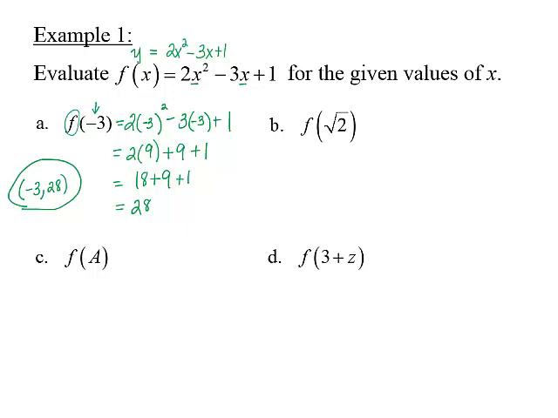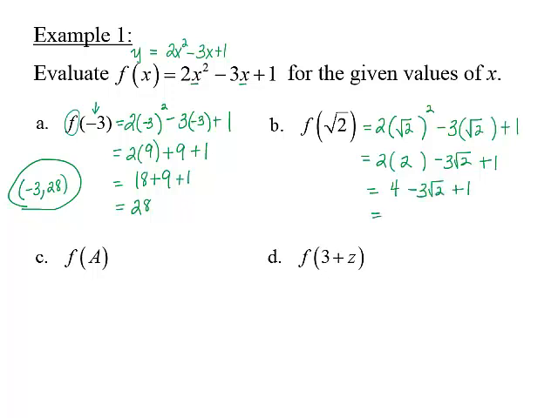To find f of square root of 2, we do the same thing. Put in parentheses in place of the variable x. And now insert the specific value, which is square root of 2. We have 2 times the square root of 2 squared minus 3 times square root of 2 plus 1. Simplifying, the square root of 2 squared is just 2, minus 3 square root of 2 plus 1. 2 times 2 is 4, minus 3 square root of 2 plus 1, or 5 minus 3 square root of 2. Again, this corresponds to an ordered pair. When the input value is square root of 2, the output is 5 minus 3 square root of 2.